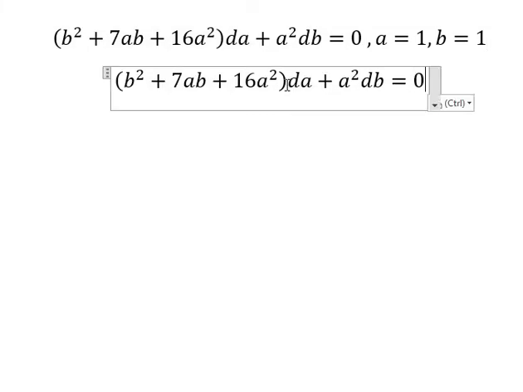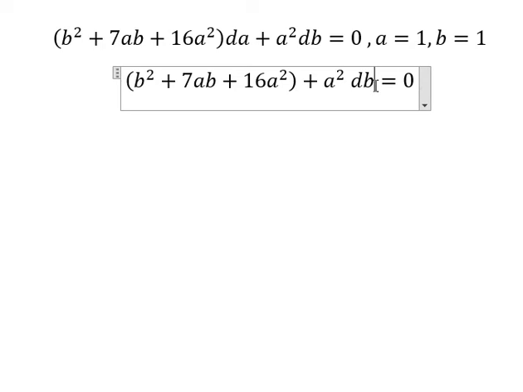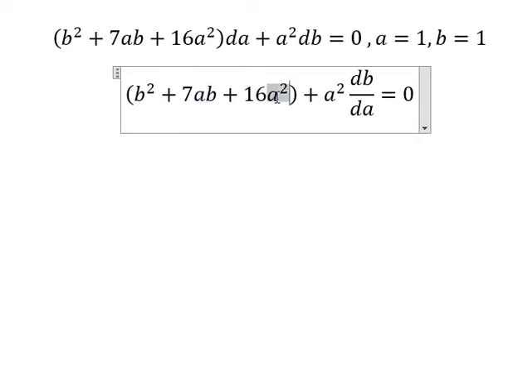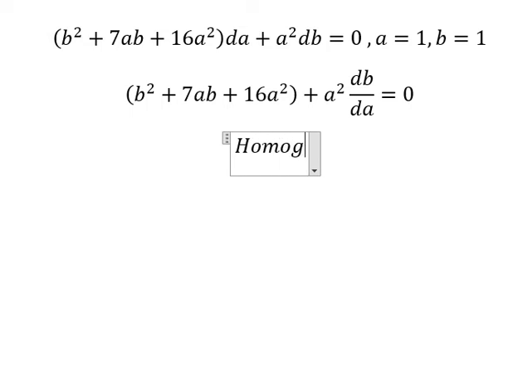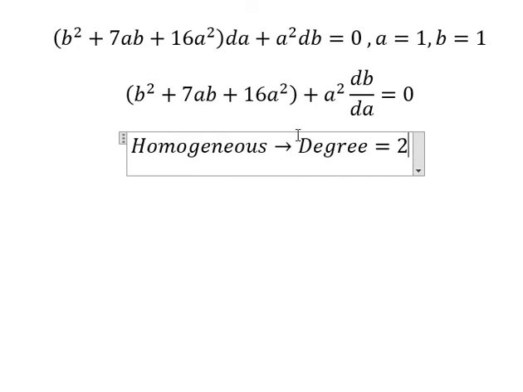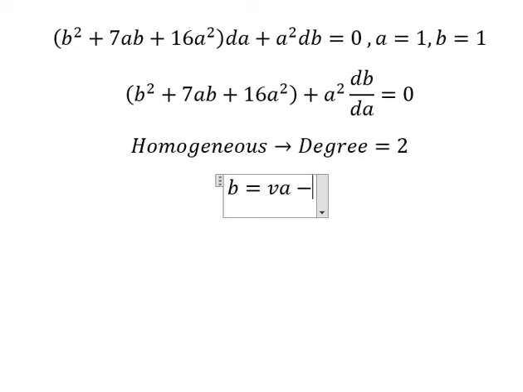So I need to divide both sides by dt. Next, we have b squared, ab, a squared. So we can use about homogeneous because they are degree number 2. So for this one, we can use b equals to va.